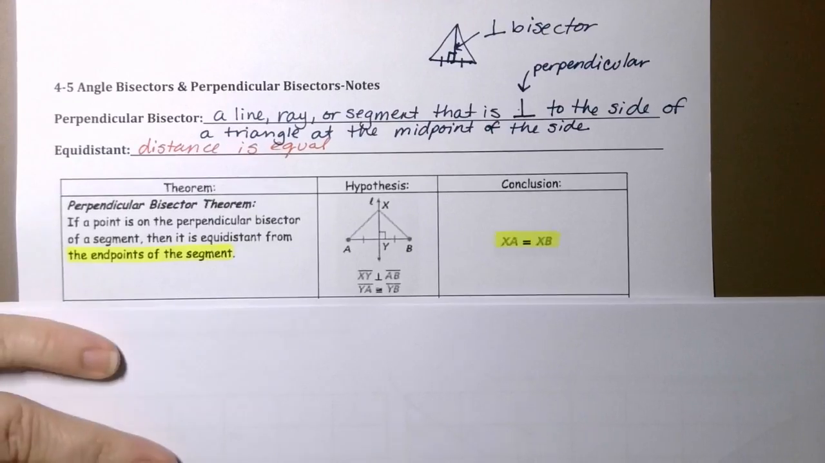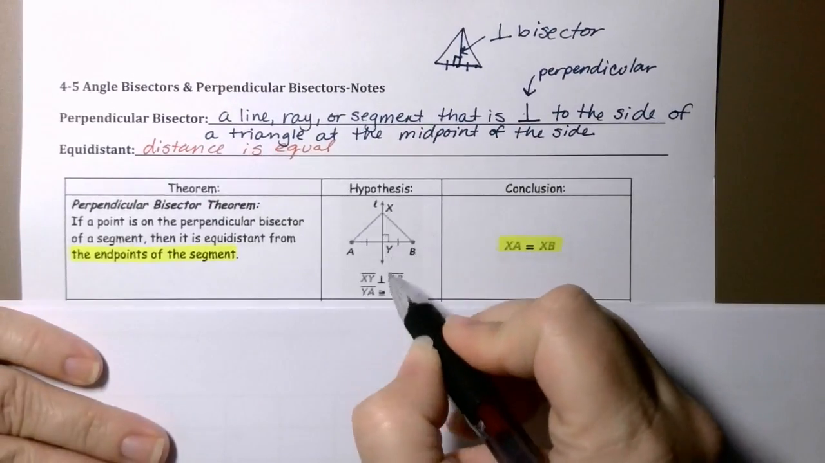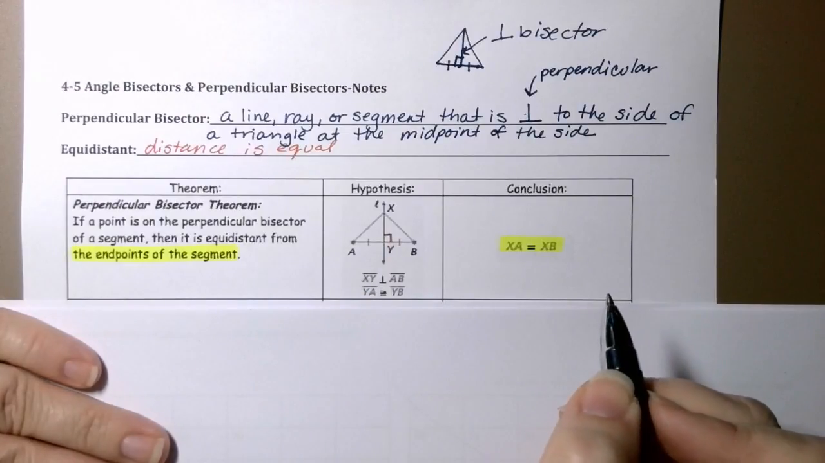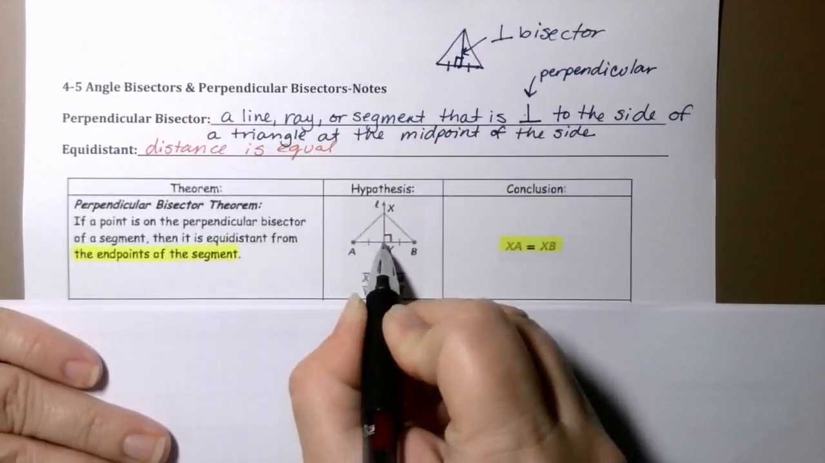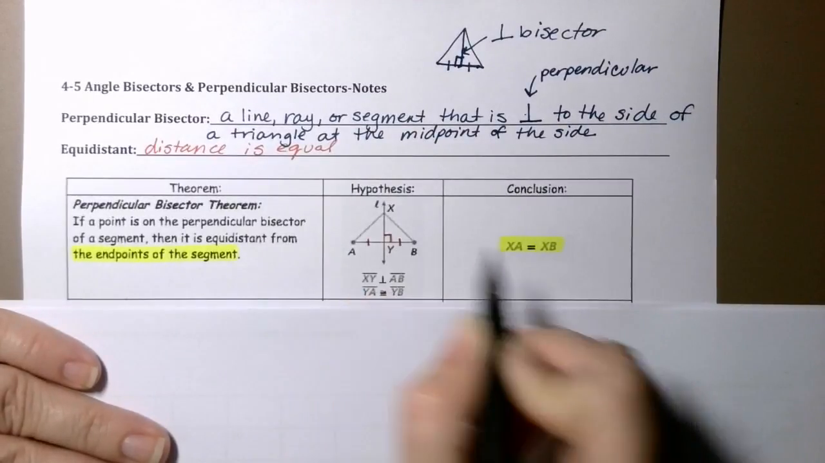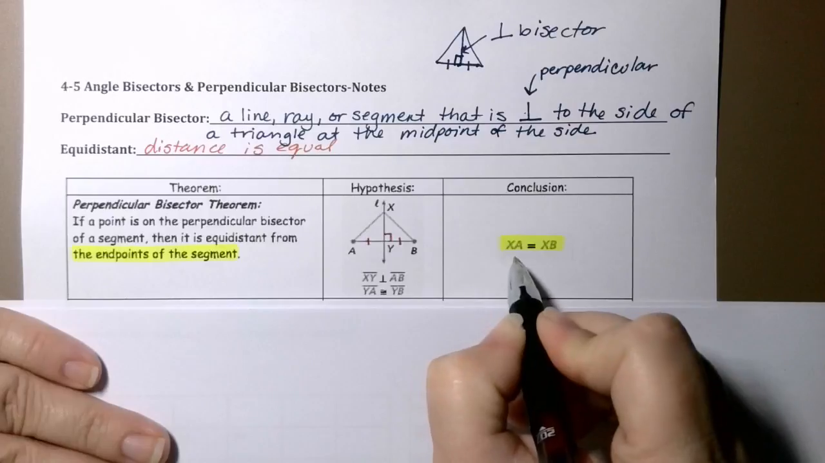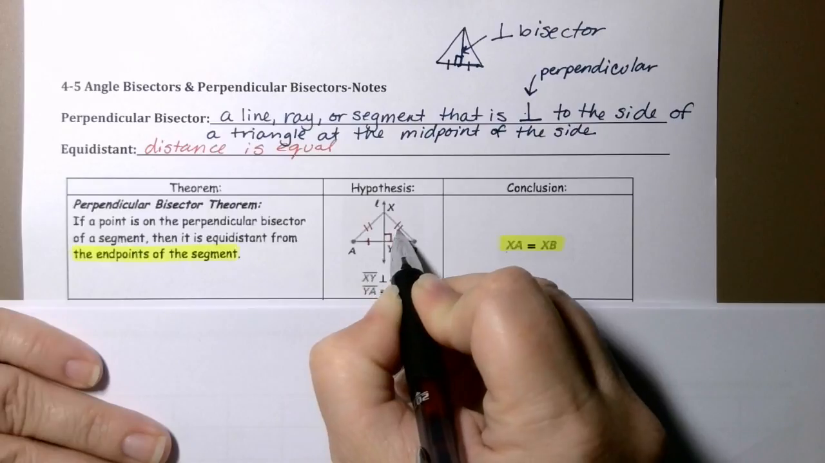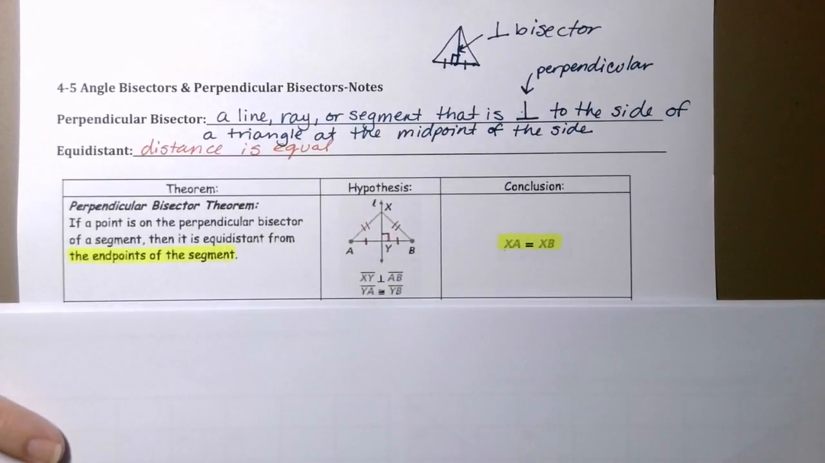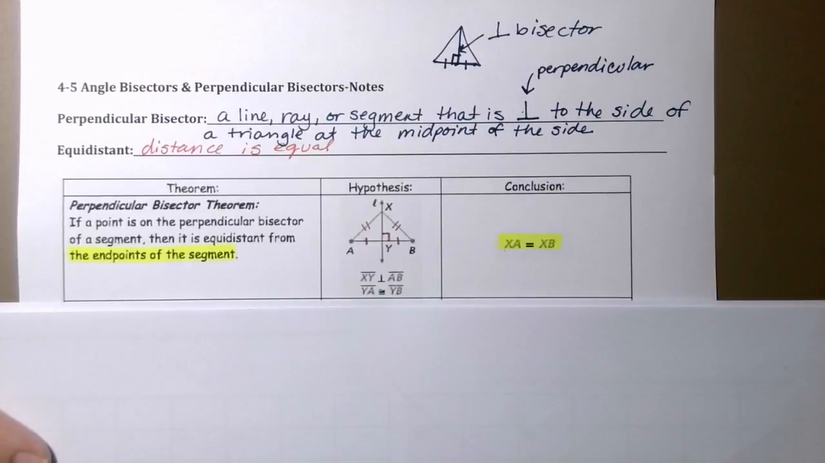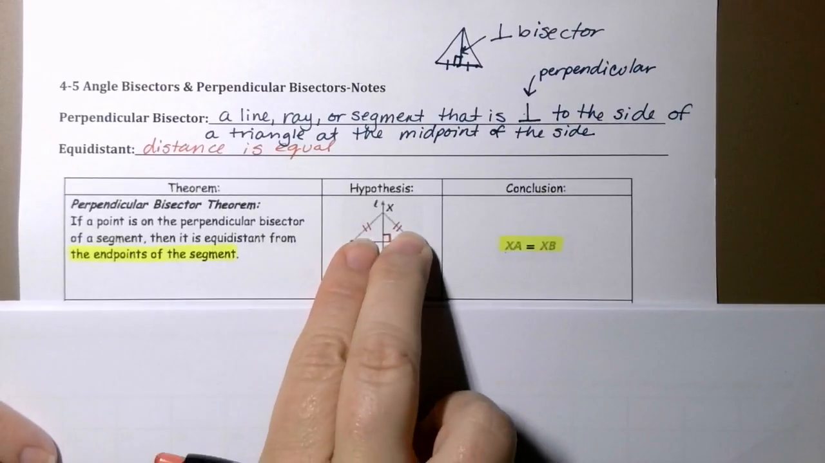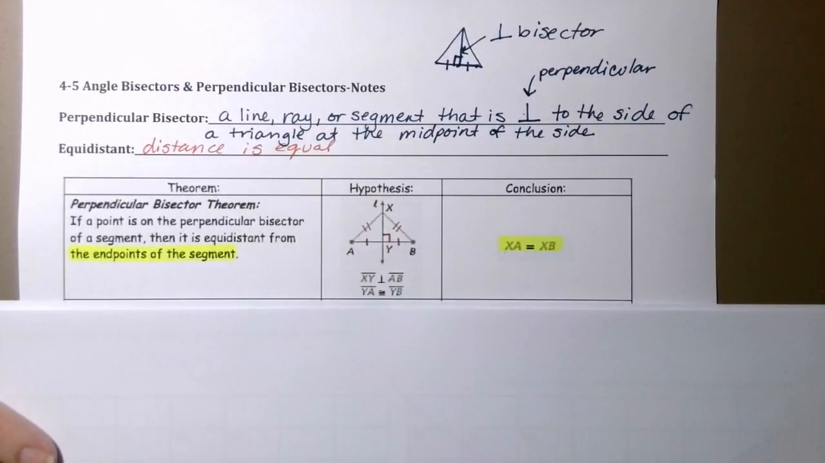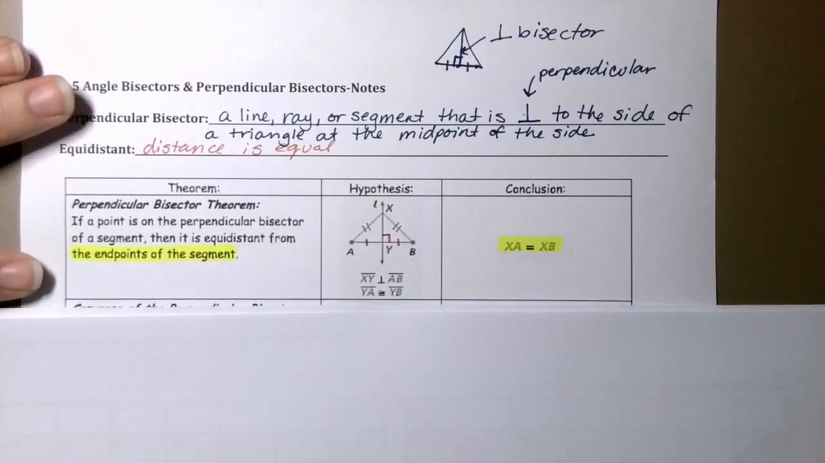Okay, so in this drawing, XY is perpendicular to AB. That's why they have this right angle marked there. And YA is congruent to YB. That's why I have these markings there. Our conclusion then is that XA is congruent to XB. So if I were to take that perpendicular bisector back off the page, it has created an isosceles triangle, hasn't it? By making two sides congruent. Okay.